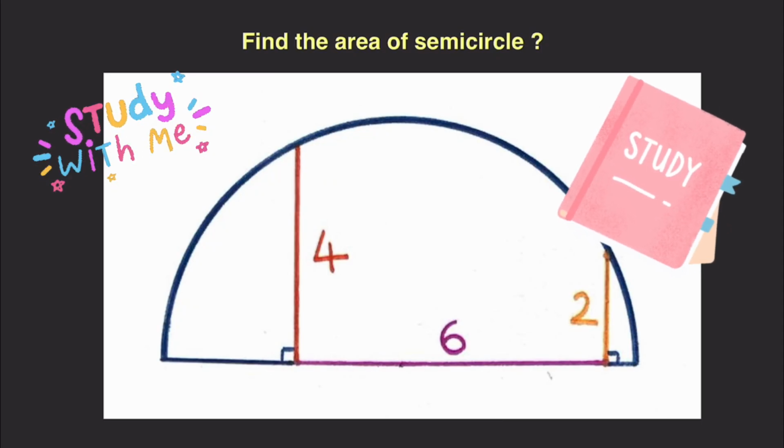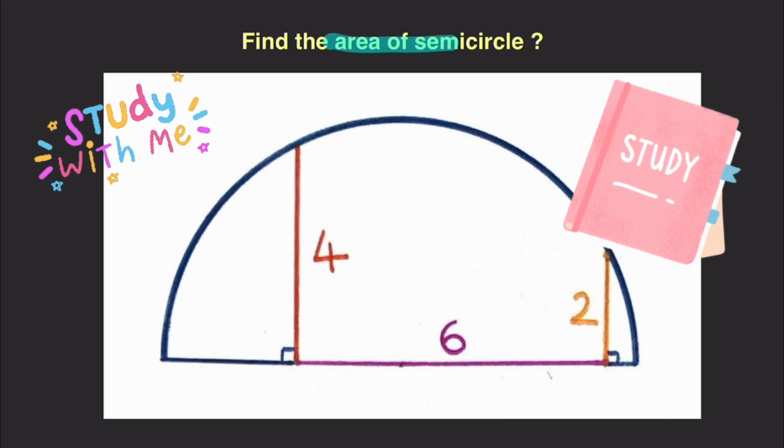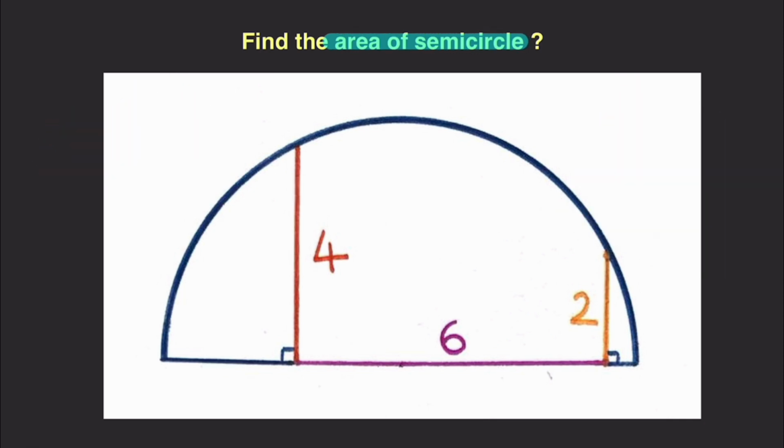In this question, we have to find the area of the semicircle. The only information we have is that there are two heights, one is 4 and one is 2 units. The distance between those two lines is 6 units. Using this information, we have to find the area of the semicircle.